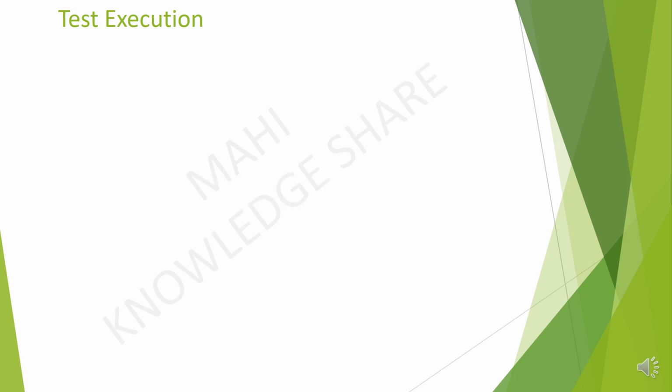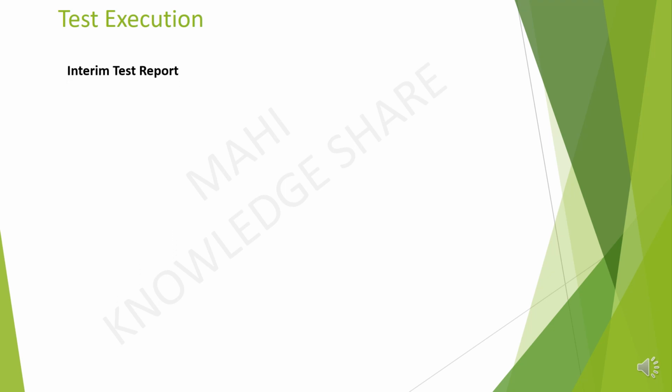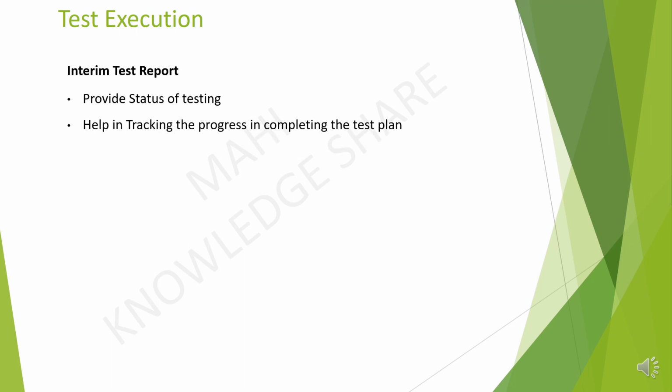Report. There are three types of reports prepared in a test project. 1. Interim test report, 2. Final test report, and 3. Project status report. Interim test report. Interim test reports provide status of testing. They help in tracking the progress in completing the test plan, and they help by providing the defect list that are requiring corrective actions.